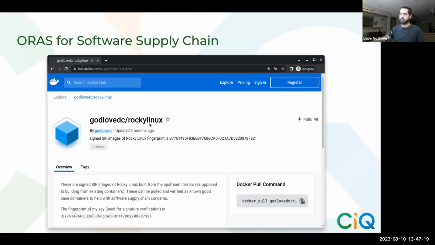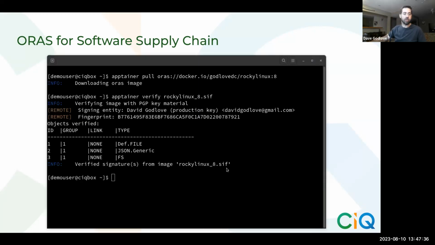So here I've got an example. I have a Rocky Linux repo up on Docker Hub, and these are signed SIF images, and I'm giving the fingerprint of the signature here, and I'm going to show you why in a second. One of the great things you can do with these signed SIF images that I've got up on Docker Hub is that you can do an Apptainer pull, use this ORAS transport, and pull this Rocky Linux image.